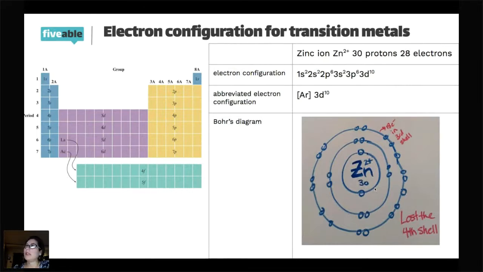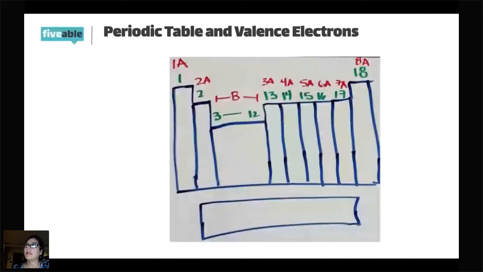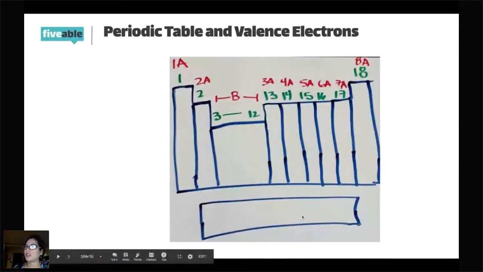Okay, let's move on. Just a recap of the groups on the periodic table. As you can remember, there are 2 numbering systems on the periodic table, one that uses the numbers 1 through 18, and another one that uses labels of A and B. The A is used for the representative elements, and B is used for the transition elements, which are the ones in the middle, and also these ones. These ones are called inner transitions.